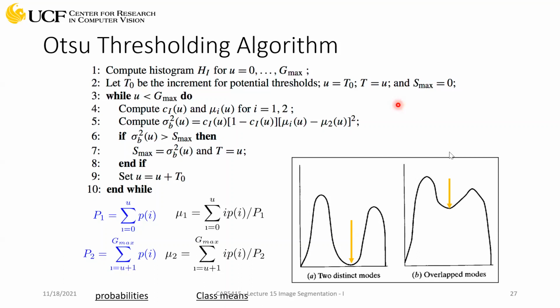Question from Sayed: the while loop finds the S max. The while loop will, yeah, it will find the S max, but we are not interested in S max, right? We're interested in the intensity at which you get S max. But yeah, S max will also be an outcome. Is it clear, Sayed? Because for threshold, we will need the intensity, right? Okay, good.